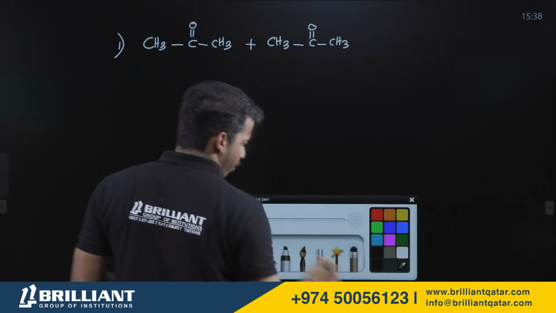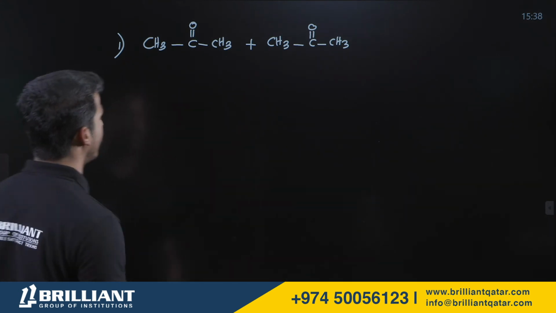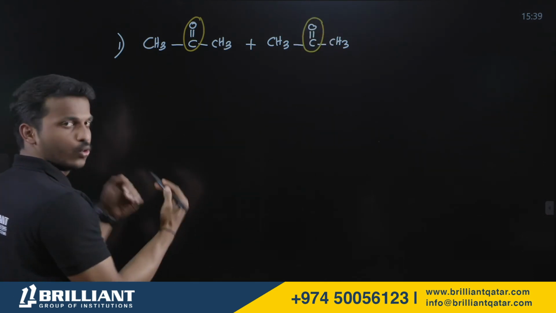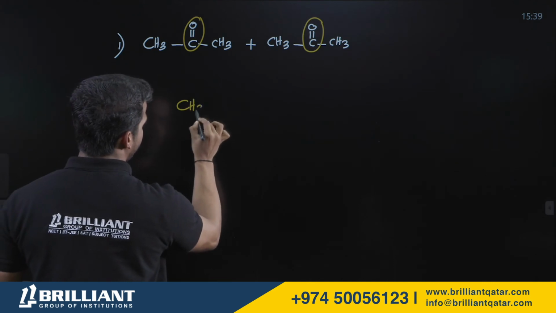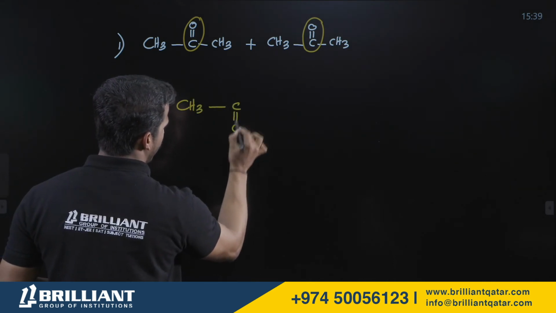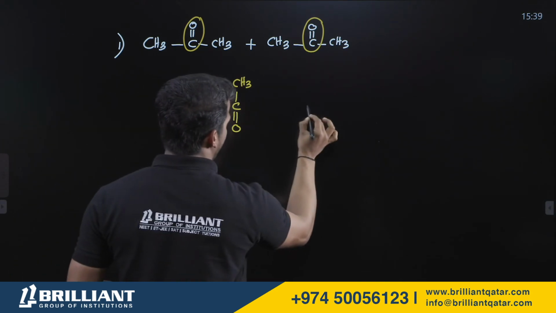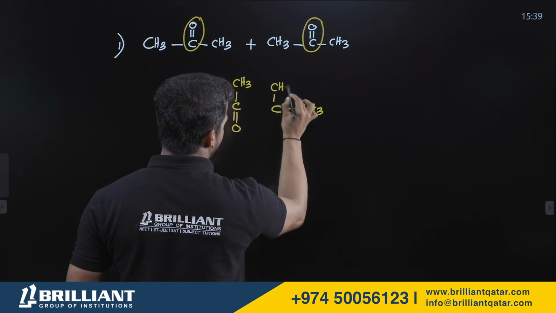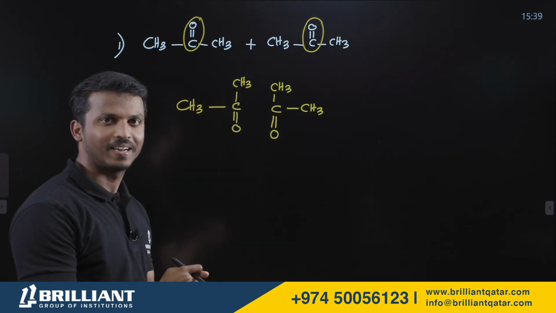So from which alkene can you prepare these two ketones? Let's see. I told you, put the CO group of both of the compounds together, with the oxygen below. Means CH3, C double bond O, CH3. This is the first compound. And the second compound I can write as CH3, C, CH3 double bond O. Clear how to write?